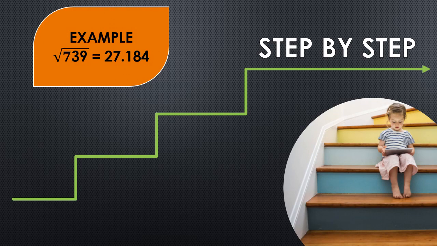Let's take 3-digit number 739 whose square root value is 27.184 as our example. As we learn each step in the long division process, we will apply it in this example and derive its square root value.